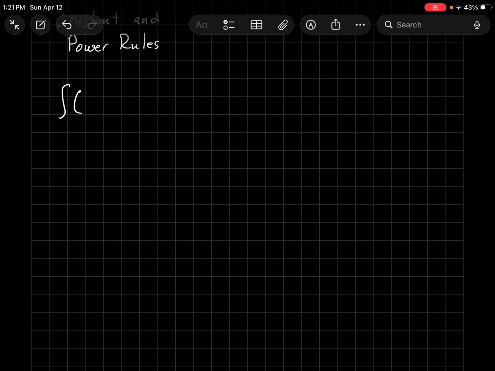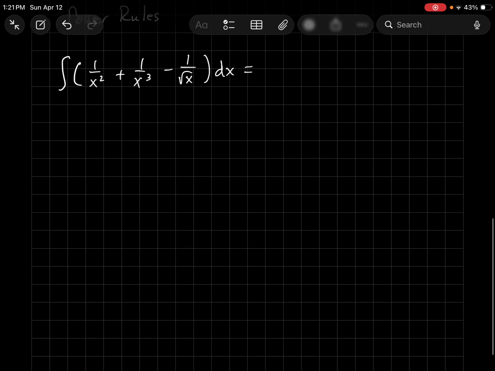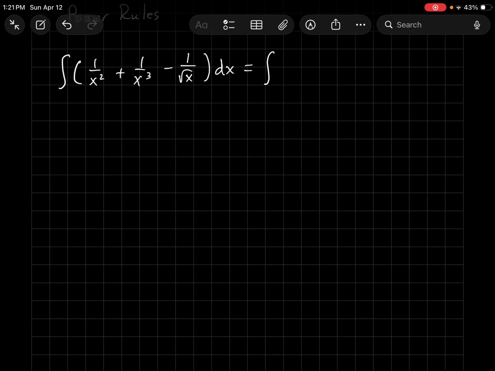We're going to use constant and power rule. Let's integrate 1 over x squared plus 1 over x cubed minus 1 over the square root of x dx. My recommendation when we do this is that you rewrite it, at least in your mind, but probably physically on your paper or wherever, in the form so that we can use the rules that we know. This is the exact same thing that we did when we learned derivatives. Sometimes we rewrite them first.